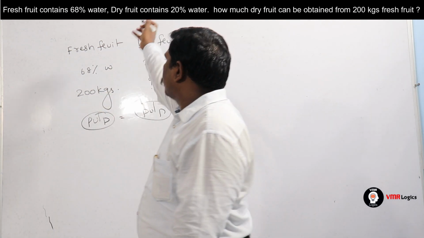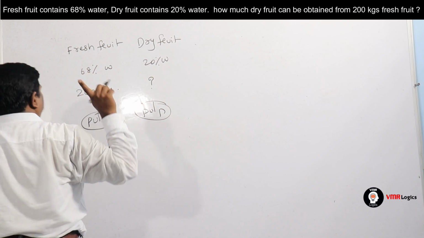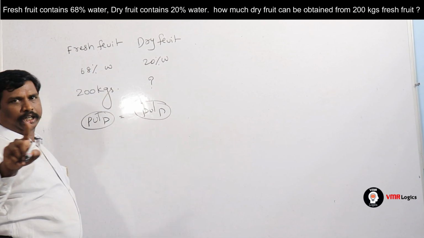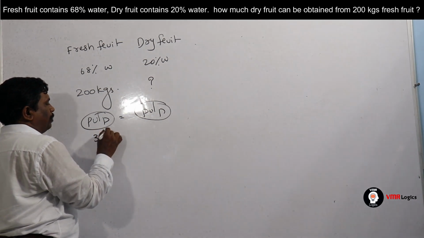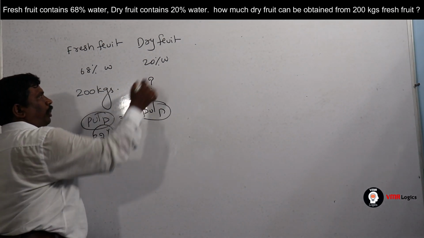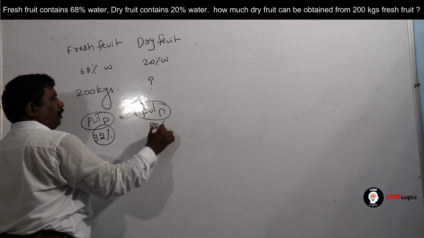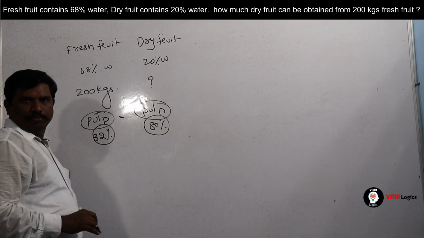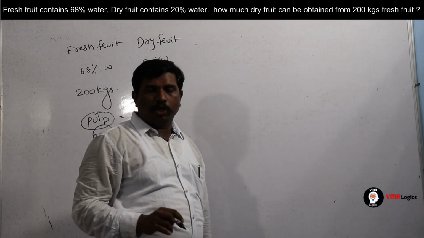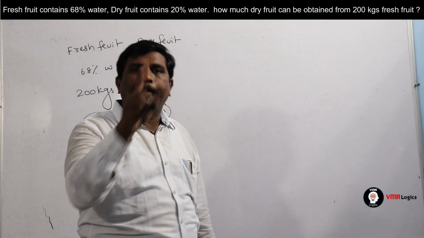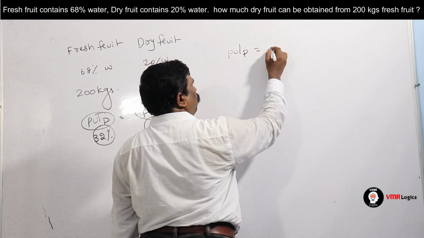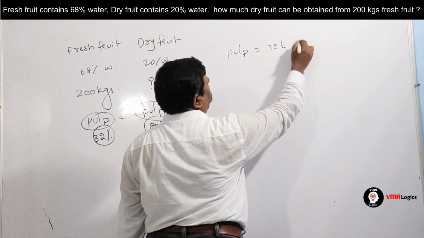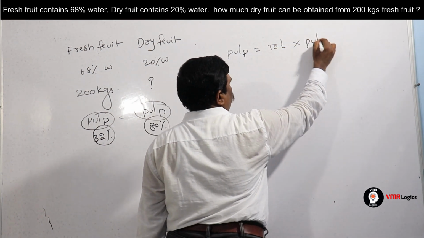Initially, any grape is 100%. In that, 68% is water. So how much pulp is there? 32% pulp is there here. In the dry fruit, 20% is water. How much pulp is there? 80% pulp is there. Right? The pulp is the same in both cases. So in the question, what is constant? Pulp is constant. Now, how do you get the pulp? Pulp is equal to the total quantity into the pulp percentage.